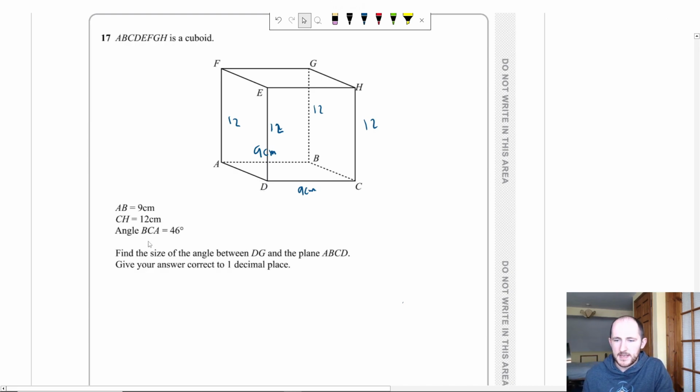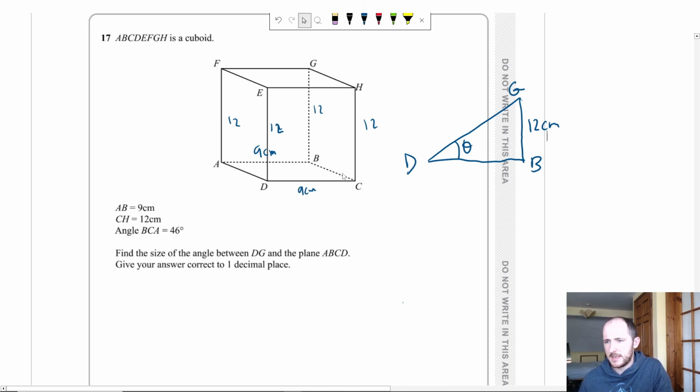And it says angle BCA is 46. We'll use that in a second, but let's think. We need to work out the size of the angle between DG and the plane. So this line here, interesting. So I'm going to draw out a little triangle. And this is the triangle we want. So we want DG and the plane, so that would be B over here. So this would be theta, right? And BG we know is 12 centimeters, because again the height is all 12.